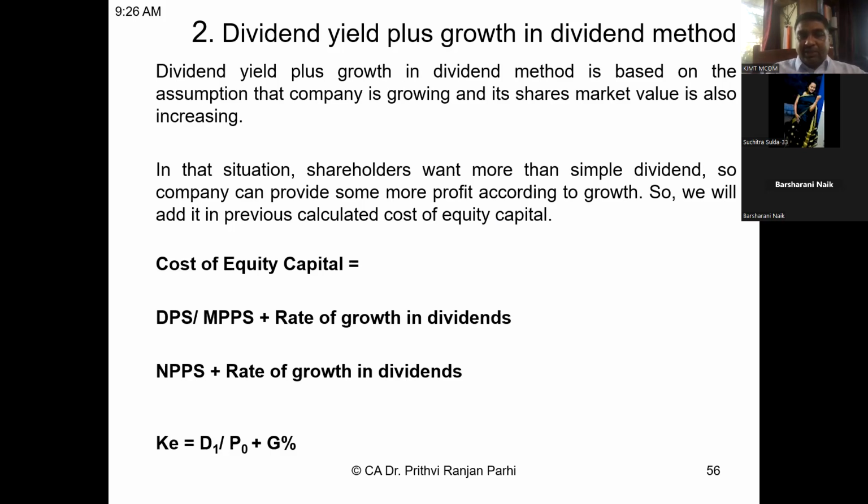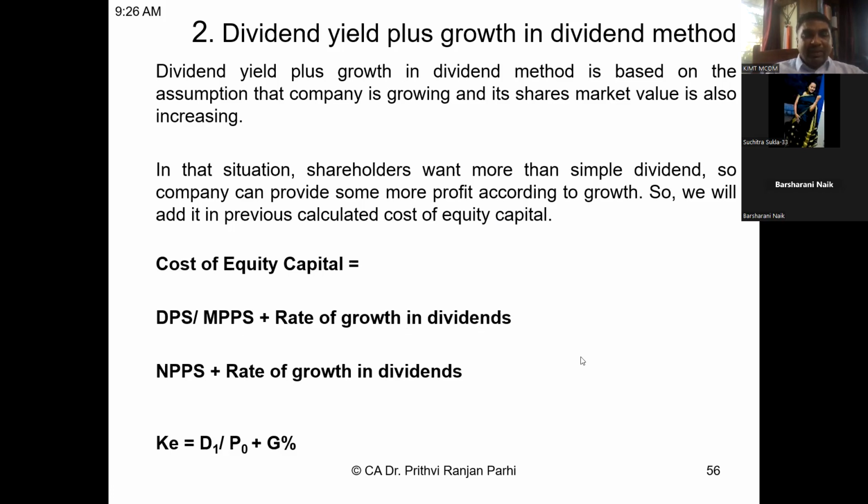This is another explanation of the formula. It says cost of equity is equal to DPS, that's dividend per share, then MPPS plus rate of growth in dividends. So this is another formula. I'll be explaining this formula. First, we'll solve that formula.